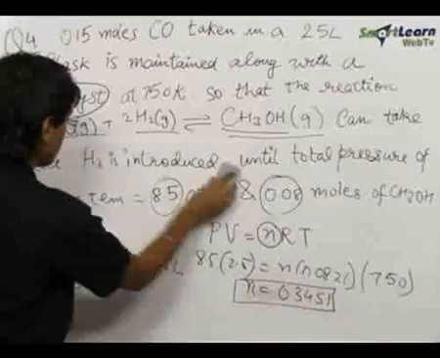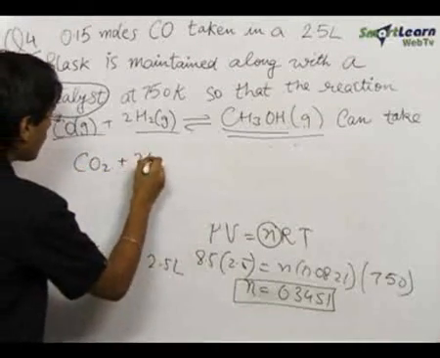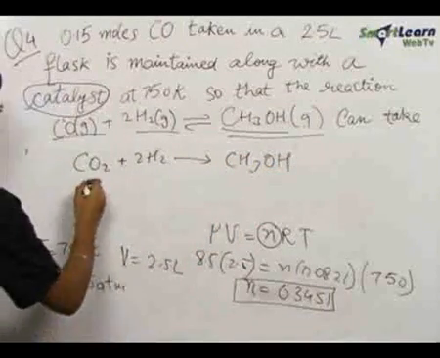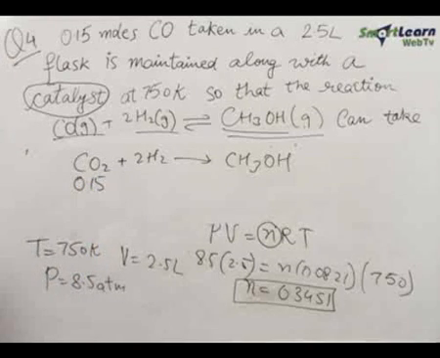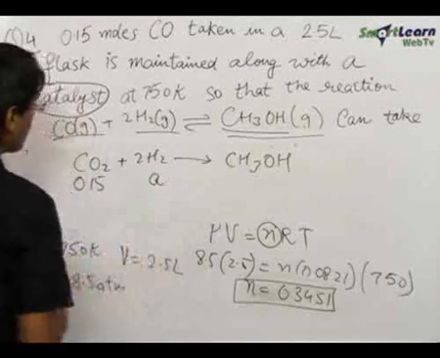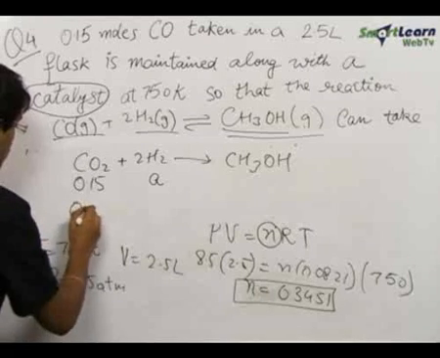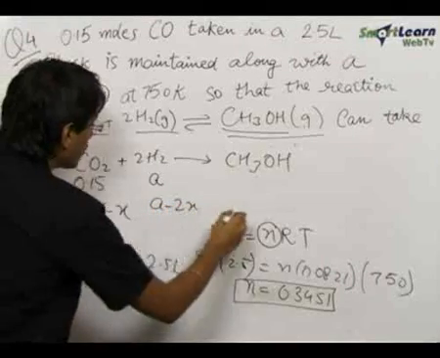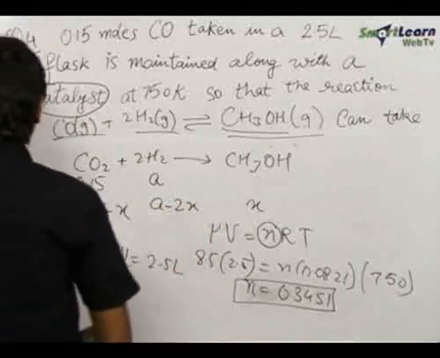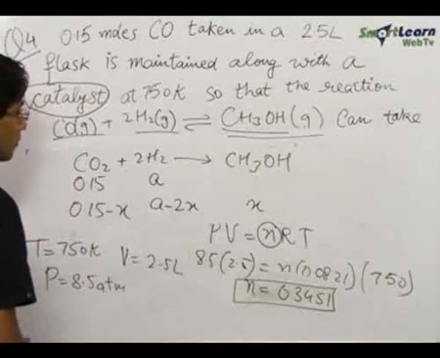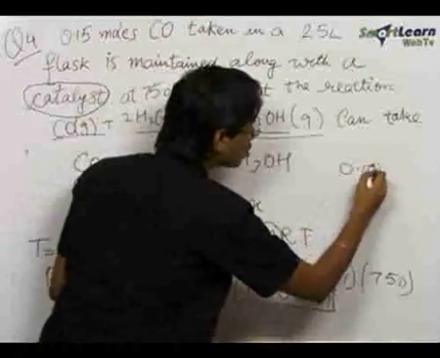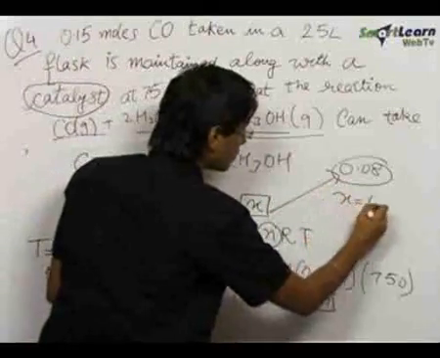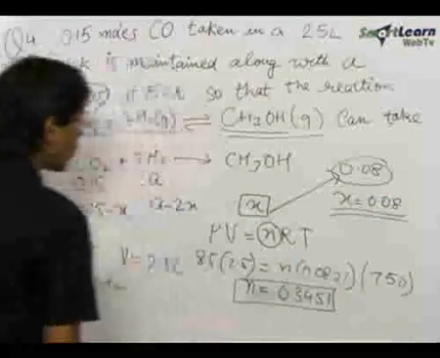Now we will write the reaction. The reaction is CO plus 2H2 gives CH3OH. The initial number of moles of carbon monoxide is given to be equal to 0.15. Let the initial number of moles of hydrogen be equal to A. At equilibrium, let X moles of CO get consumed. So 2X moles of hydrogen will get consumed to give X moles of CH3OH. And since it is given in the problem, 0.08 moles of CH3OH will be formed at equilibrium. So the value of X will be equal to 0.08.